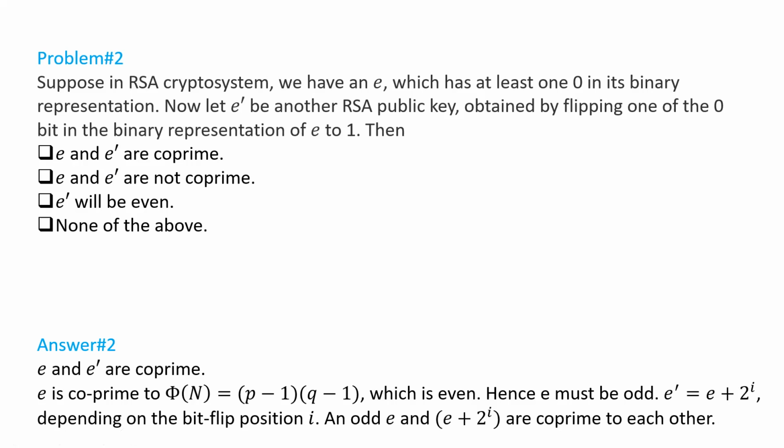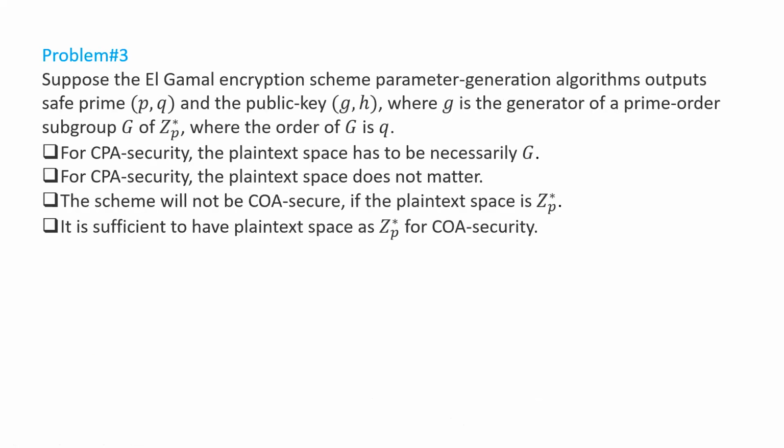Okay. So proceeding to the next problem. Suppose the ElGamal encryption scheme parameter generation algorithm outputs safe primes P, Q and the public key G, H, where G is the generator of a prime order subgroup G of ZP star, where the order of G is Q. Okay.